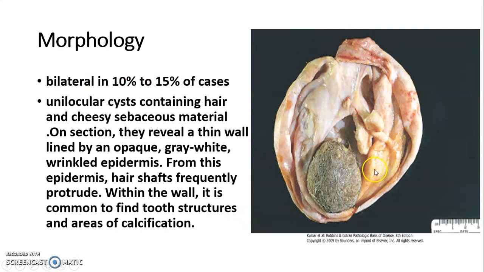So this is the gross picture of dermoid cyst. It is bilateral in 10 to 15% of the cases, and you can see unilocular cysts containing hair and cheesy sebaceous material. On cut section, they reveal a thin wall lined by an opaque gray-white wrinkled epidermis. From the epidermis, hair shafts frequently protrude. You can also find tooth structures and areas of calcification. So basically, structures arising from all three germ layers are seen, like hair, tooth. You can find skin, cartilage, fat, etc.